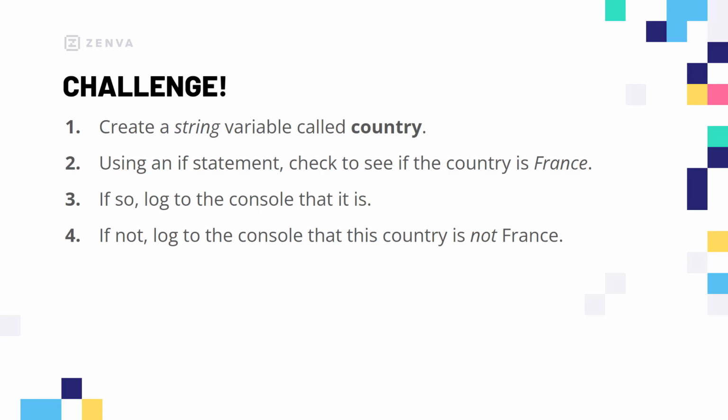Okay, so as a bit of a challenge, what I want you to do is create a string variable called country, then using an if statement, check to see if the country is France. If the country is France, log to the console that it is France, but if it is not, log to the console that the country is not France. So have a go at this challenge, and I'll see how you're done in the next lesson.